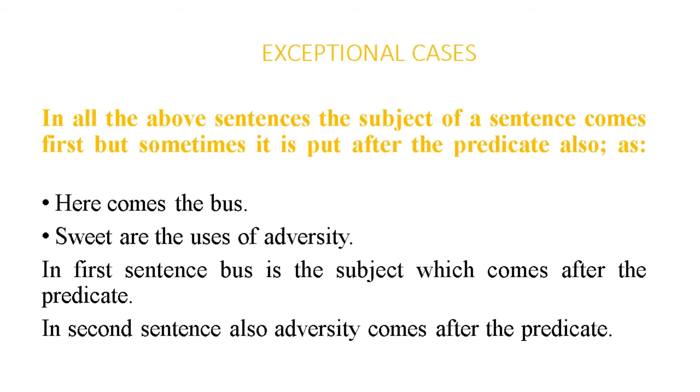In the first sentence, bus is the subject because we are talking about the bus, but it comes after the predicate. In the second sentence, adversity again comes after the predicate. Subject is adversity, but it comes after the predicate. So exceptional cases are also there, that not always the subject will come in front in a sentence. Sometimes the predicate also comes first and the subject afterwards.